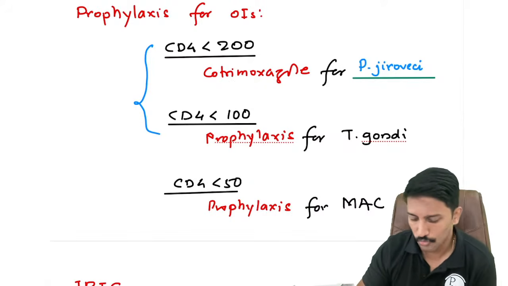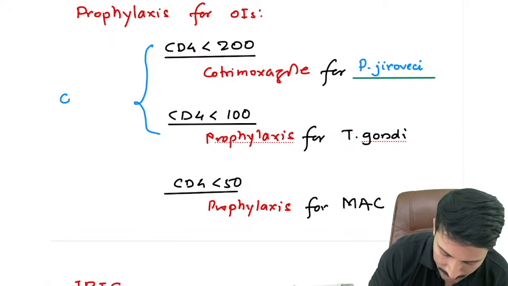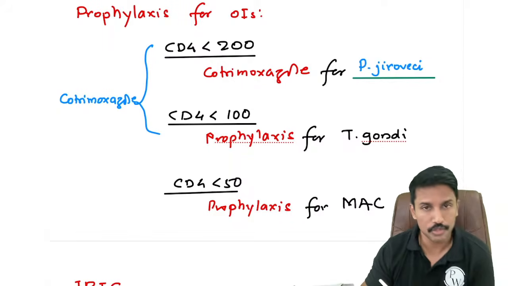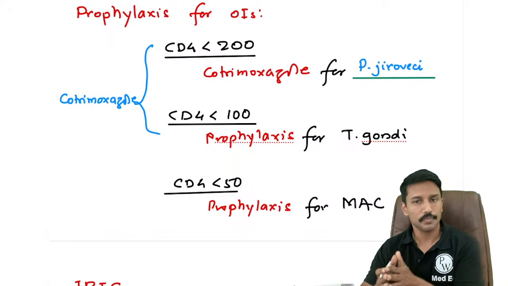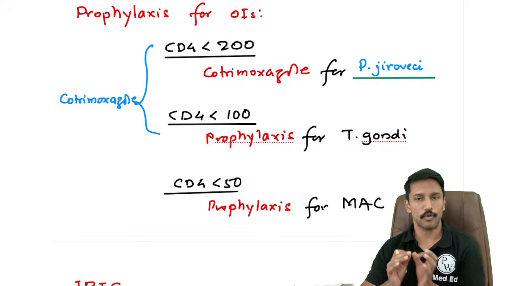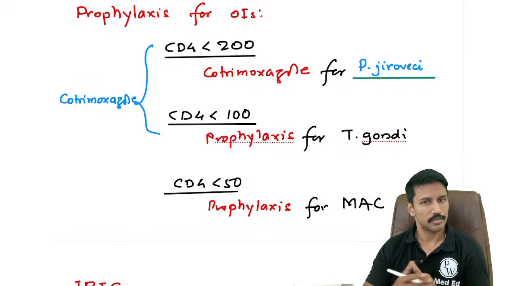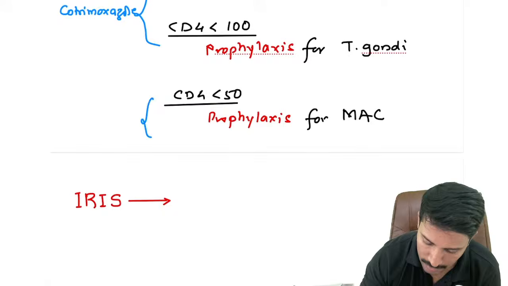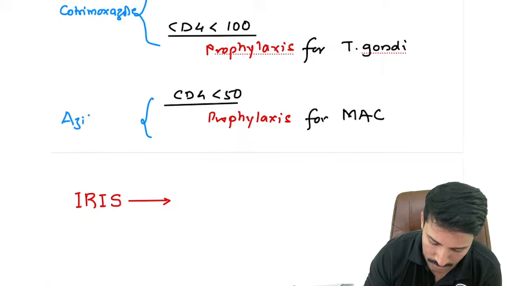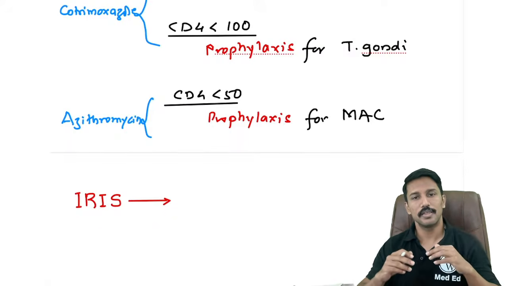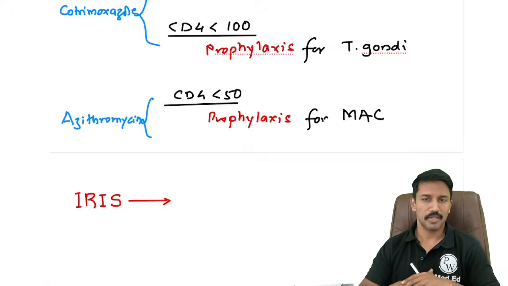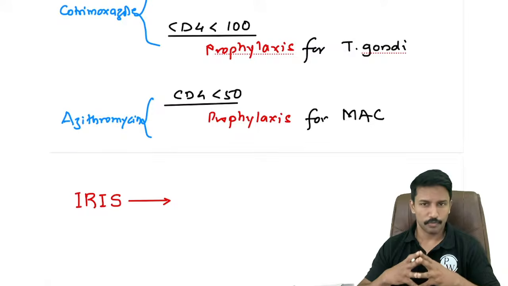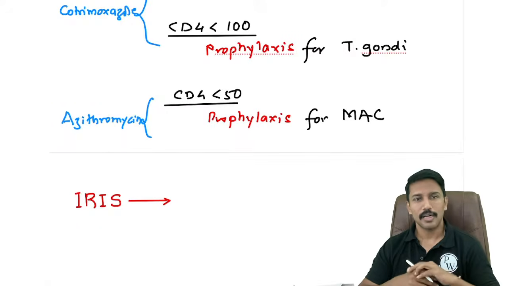So for Pneumocystis jirovecii as well as toxoplasmosis, it is cotrimoxazole that will be used, that is the combination of trimethoprim and sulfamethoxazole in double strength, as the prophylactic agent for jirovecii as well as T. gondii. And the agent of choice for prophylaxis of MAC is going to be azithromycin. So if the CD4 count is below 200, we start them on cotrimoxazole BD, and once the CD4 count is less than 50, we also start them on azithromycin.